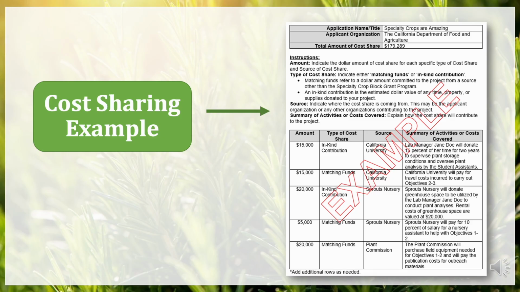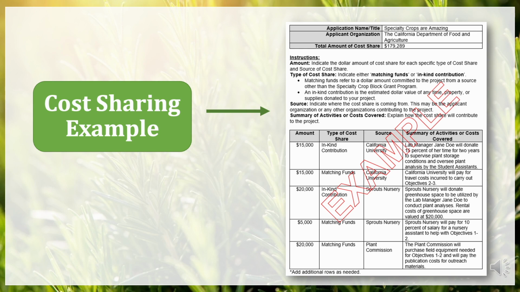This is an example of a completed cost sharing template. At the top of the template is the application name or title, the applicant organization, and the total amount of cost share committed to the project. The document is broken down into 4 columns: amount, type of cost share, source, and summary of activities or costs covered with cost share. In the amount section, projects will list the total dollar amount committed to them in matching funds or in-kind contributions. Under type of cost share, it will be either matching funds or in-kind contribution as appropriate for the amount listed.